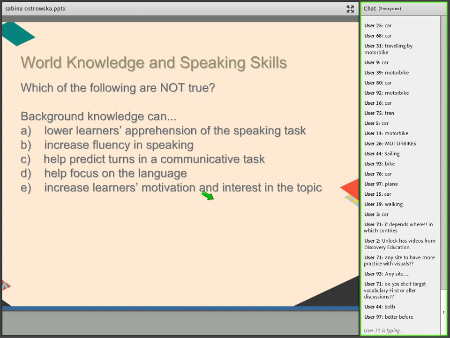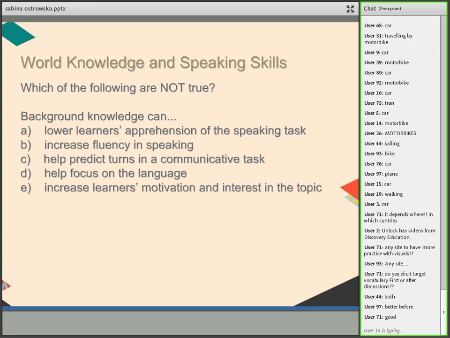Okay, so let's move on to the speaking skills. So here's a little reading task for you. Which of the following are not true? A. Background knowledge can lower learners' apprehension of the speaking task. B. Increase fluency in speaking. C. Help predict turns in a communicative task. D. Help focus on the language. E. Or increase learners' motivation and interest in the topic.